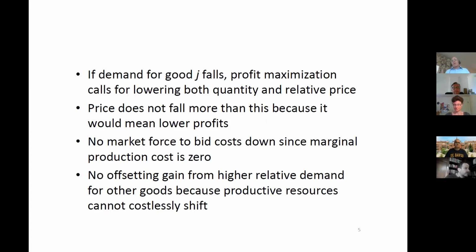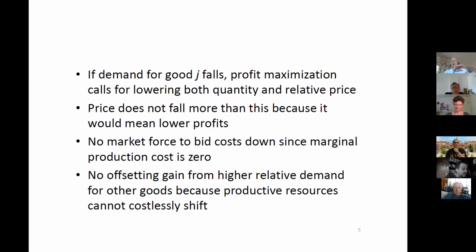And so when you have capacity constraints, if demand for your particular good falls, profit maximization calls for lowering both quantity and the relative price. So as I say, prices are perfectly flexible. Everybody's always charging the profit maximizing price, but prices don't fall any more than that because it would mean lower profits. Output and prices fall in response to lower demand. And there's no market force to bid costs down because if you already got excess capacity, marginal production cost is zero.